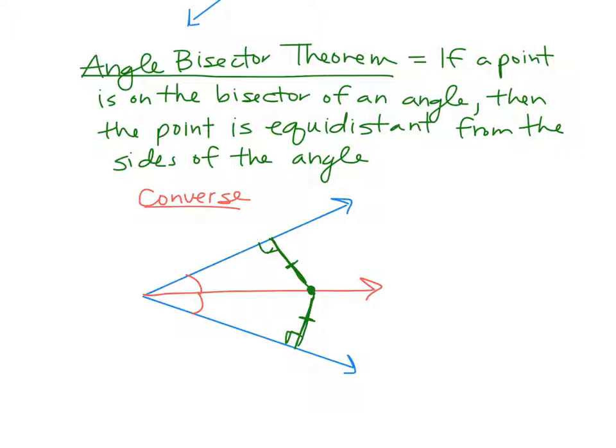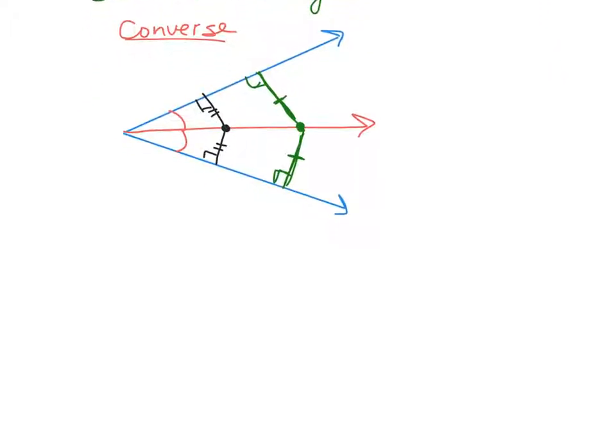Okay? Or I could pick another point. I could pick this point here. And as long as I go perpendicular and perpendicular, then this length is the same as that length. So as long as it's on the angle bisector and you go perpendicular to the angle, the distances should be the same. Okay, here's what you're gonna do with that one.